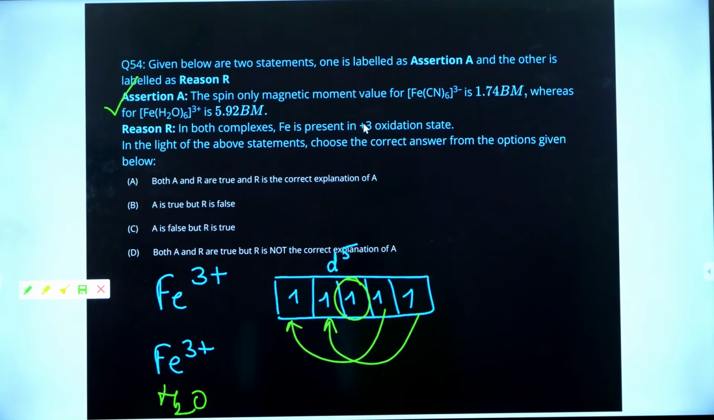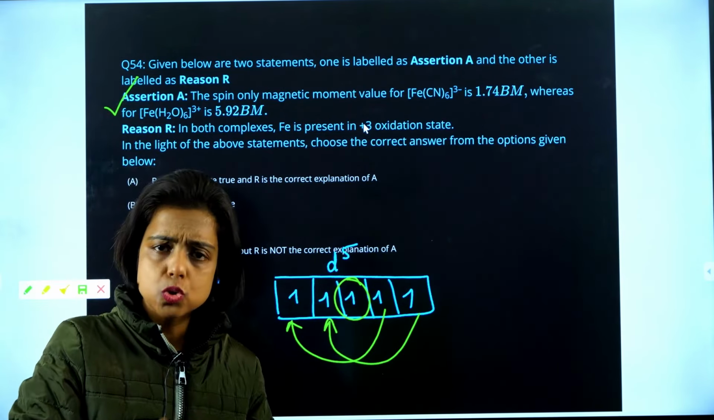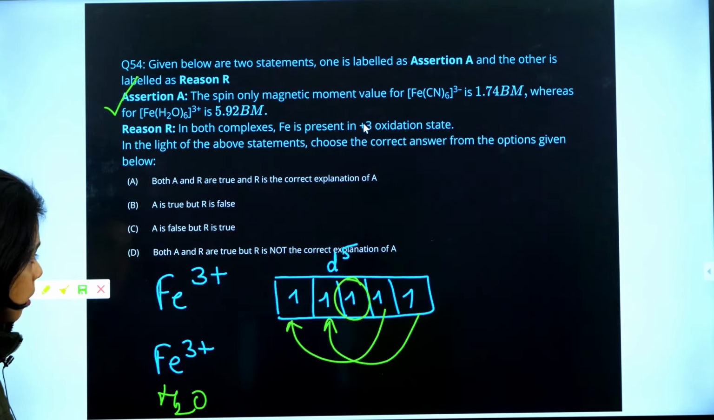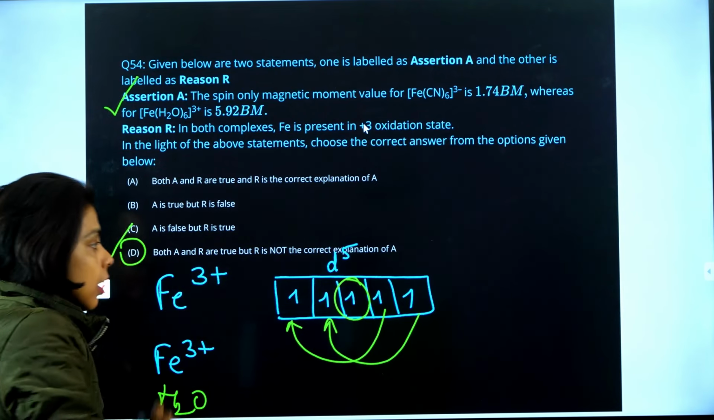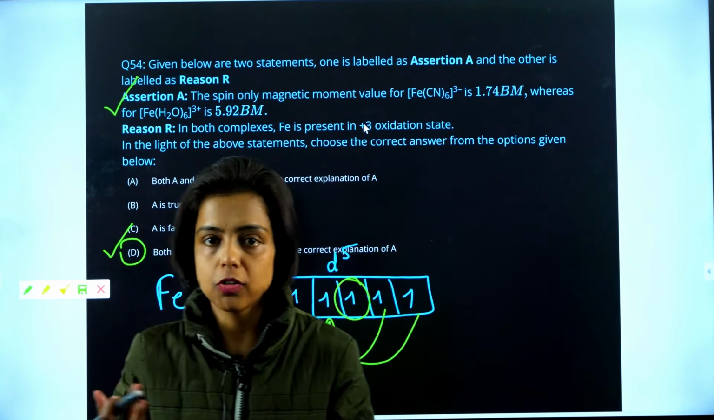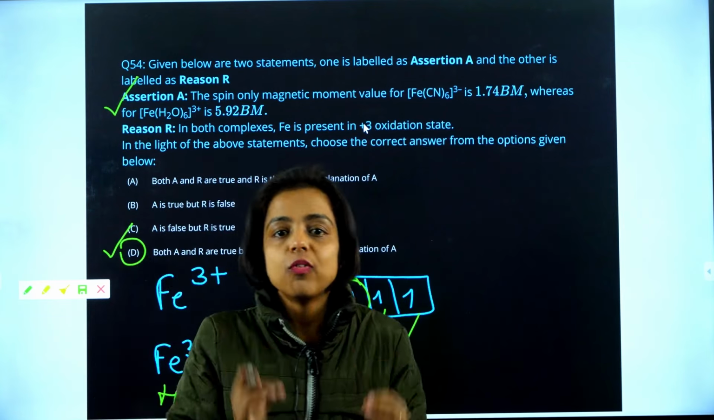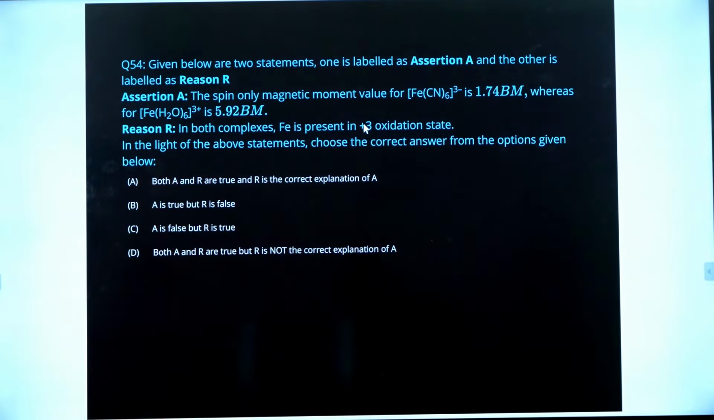Yes. So what is the reason? In both complexes, Fe is present in +3 oxidation state. This is a true statement, but it is not the correct explanation for the assertion. So what will we mark? We will mark both A and R are true, but R is not the correct explanation. The correct explanation should be that CN negative is a strong field ligand which will pair up the electrons in the first complex, whereas H2O being a weak field ligand cannot pair the electrons, right? So this was our question number 54, and you'll mark your answer as D.